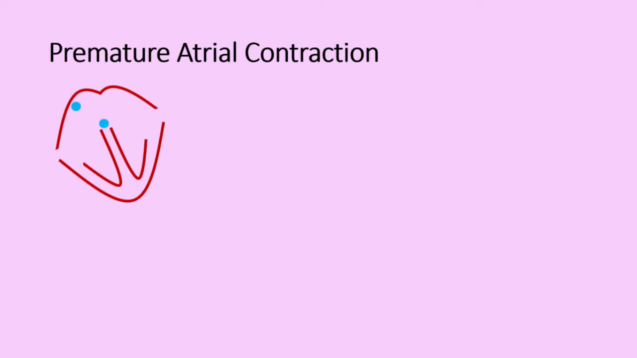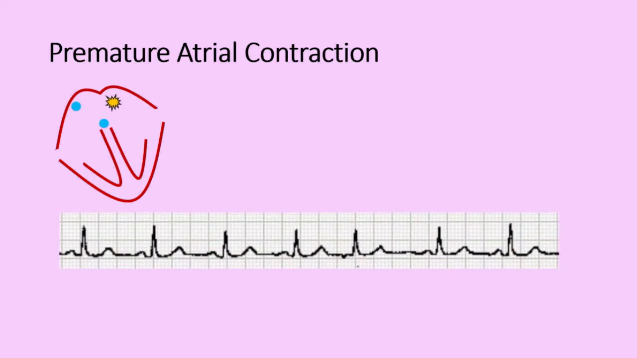In a PAC, you have an electrical impulse that is generated somewhere in the atria outside of the SA node, usually from an irritable foci. For example, it could originate from an area in the left atria. On an EKG strip, what we would see is a P wave that comes sooner than we expect and looks different from the other P waves in the recording.